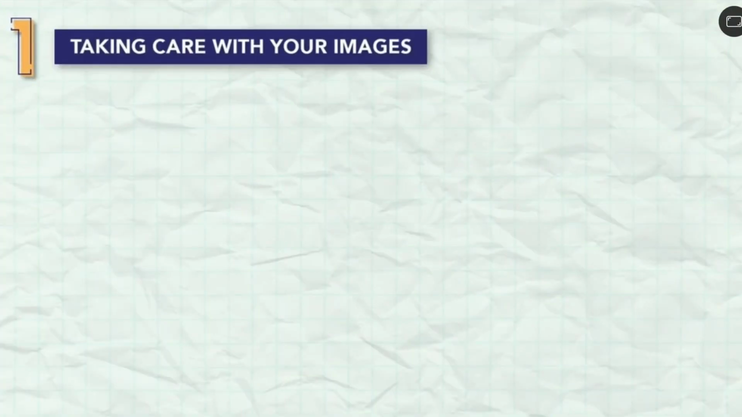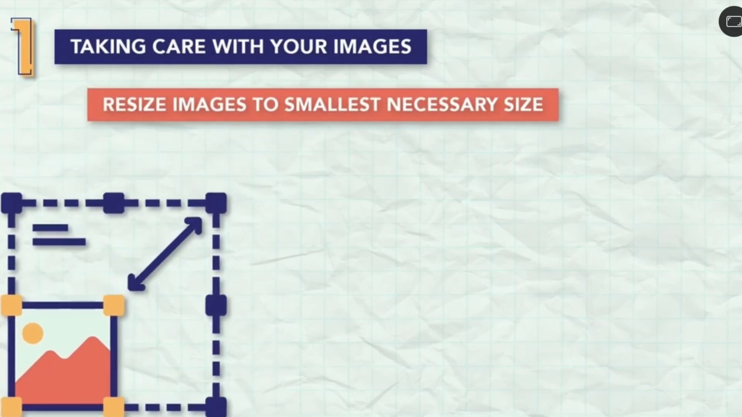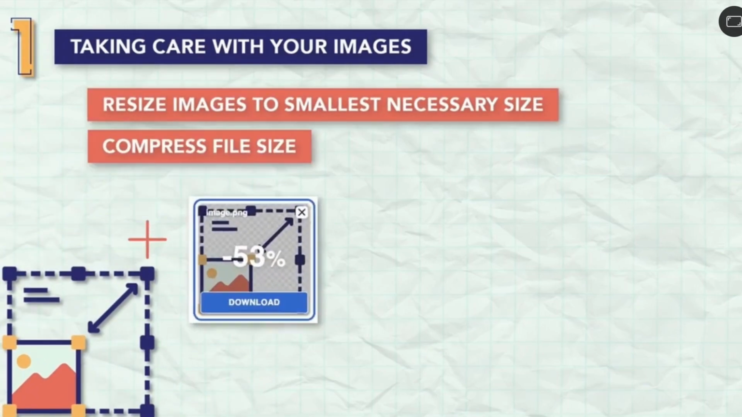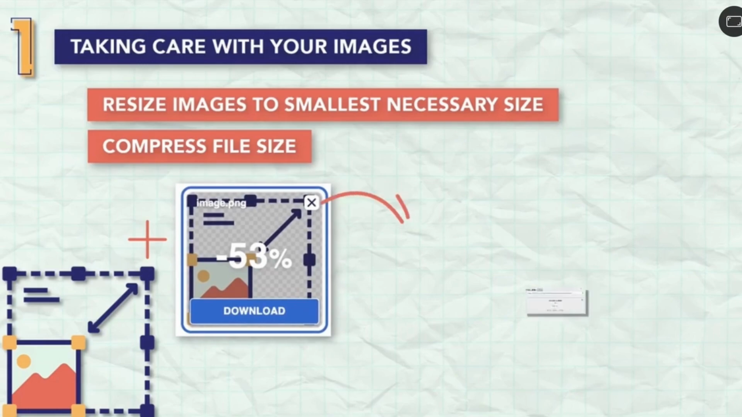But let's talk about the rest of us and some of the things that you can control. Number 1 is taking care with the images that you upload to your site. This is the most important. You want to always make sure to resize images to the lowest file size possible, and then also compress the image to reduce the file size. Then you can upload it to your website.